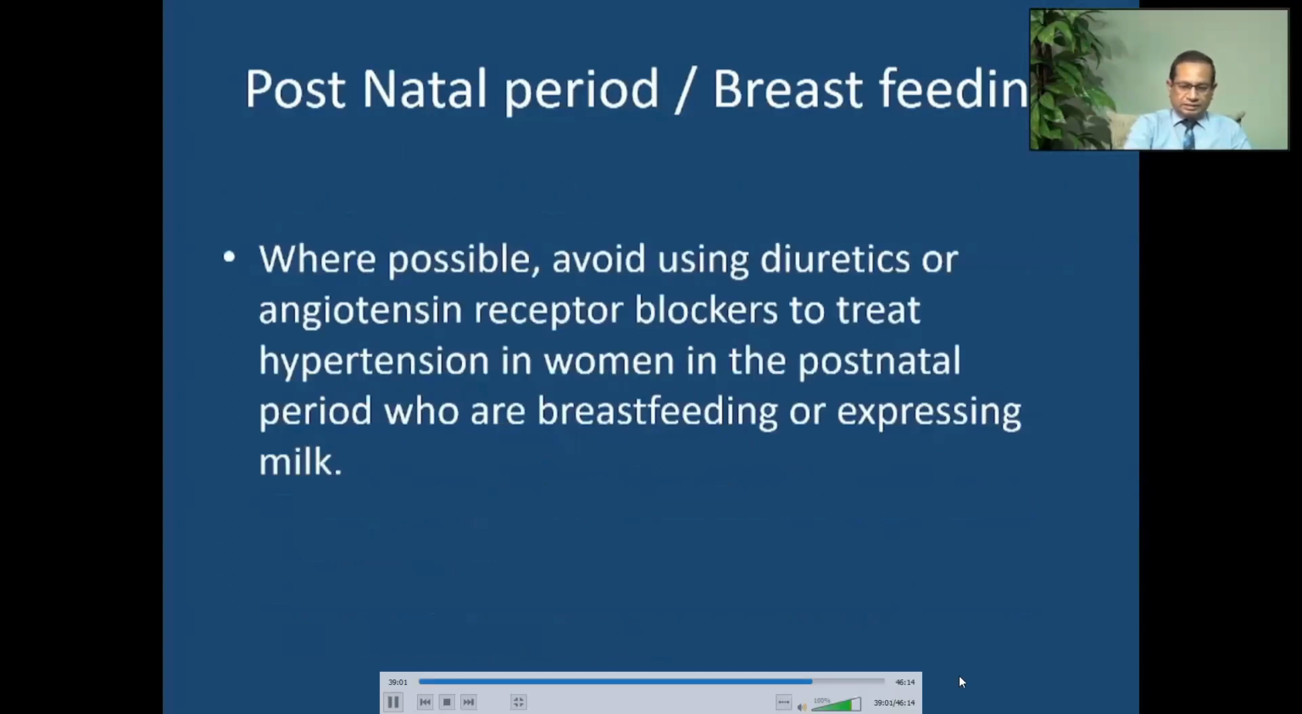Where possible, avoid using diuretics or angiotensin receptor blockers to treat hypertension in women in the postnatal period who are breastfeeding or expressing milk. That is important for the postnatal period, and these patients need follow up. If the patient has chronic hypertension, then the patient needs regular follow up. But if the patient has gestational hypertension, sometimes the pressure might go back to normal after 6 weeks or 42 days, but you need to regularly follow up to see the outcome for these pregnant mothers.